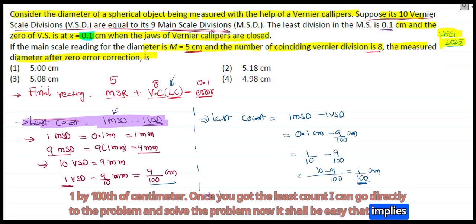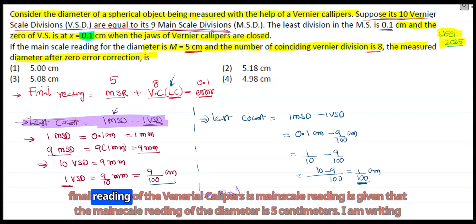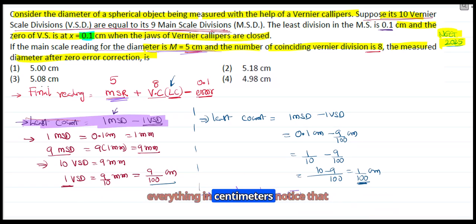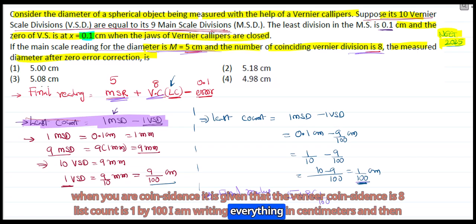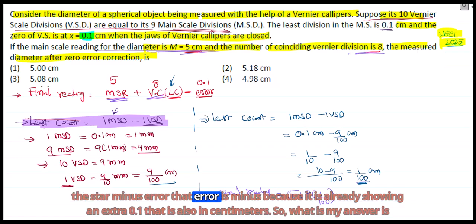That implies the final reading of the Vernier calipers is the main scale reading. It is given that the main scale reading of the diameter is 5 centimeters. I am writing everything in centimeters. Notice that the Vernier coincidence is given as 8. The least count is 1 by 100, in centimeters. And then plus or minus error. That error is minus because it's already showing an extra 0.1, also in centimeters.